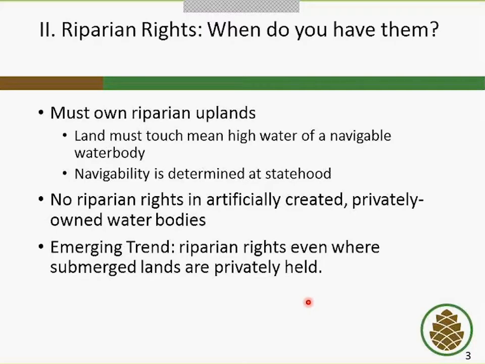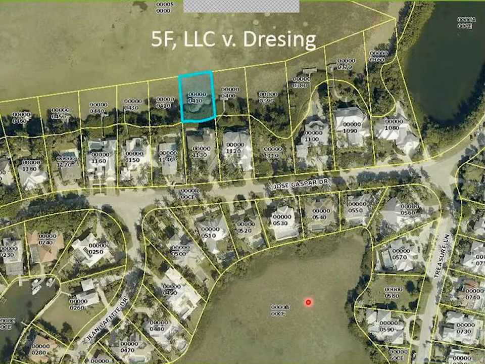The other side of do you have riparian rights that's been a recent development is the 5F versus Dressing case. Probably the most talked about riparian case in the last 5 years. The 5F case is really fascinating. This is an aerial of the neighborhood and the property that was at issue in 5F. And the fact of the matter here is that most of these lots, these platted lots which you see here, occupy what was largely formerly state-owned submerged land.